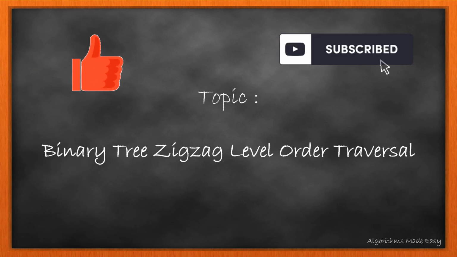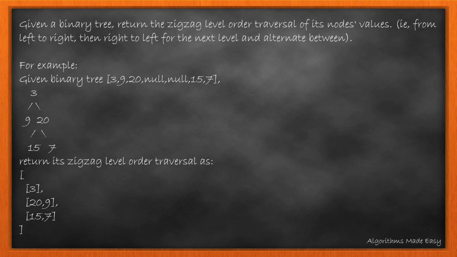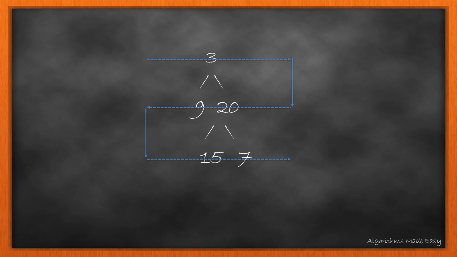Given a binary tree, return the zigzag level order traversal of its node values. That is from left to right, then right to left for the next level, and alternate between. Let's understand the output first. In the given tree, we need to follow the path shown. We will start from the root and find the level order traversal. Till here nothing is special. Now the tricky part is that for every alternate level we need to return the order in reverse.